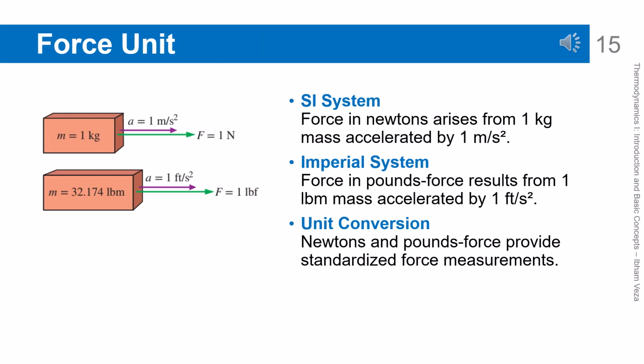Force unit definitions. Force in the SI system is defined based on the acceleration of a 1 kilogram mass. 1 Newton is defined as the force required to accelerate 1 kilogram at 1 meter per second squared. In the imperial system, 1 pound force is defined in a similar way using feet and pound mass.